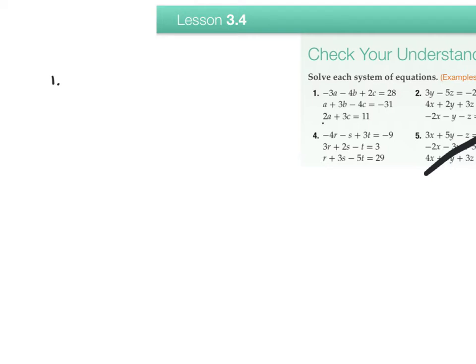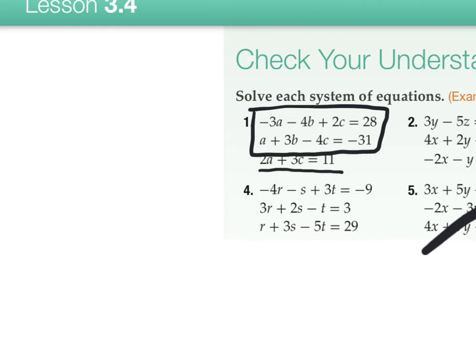So we see this equation here that has 2a plus 3c is equal to 11. In that one, our b is already canceled out. So we want to take these two equations and cancel out our b. Our goal here is to get these two b's to cancel out.